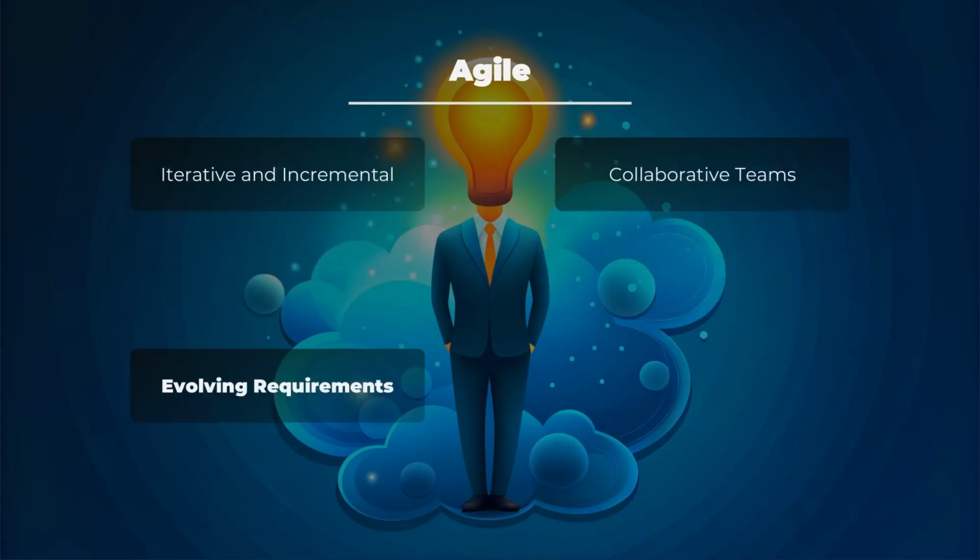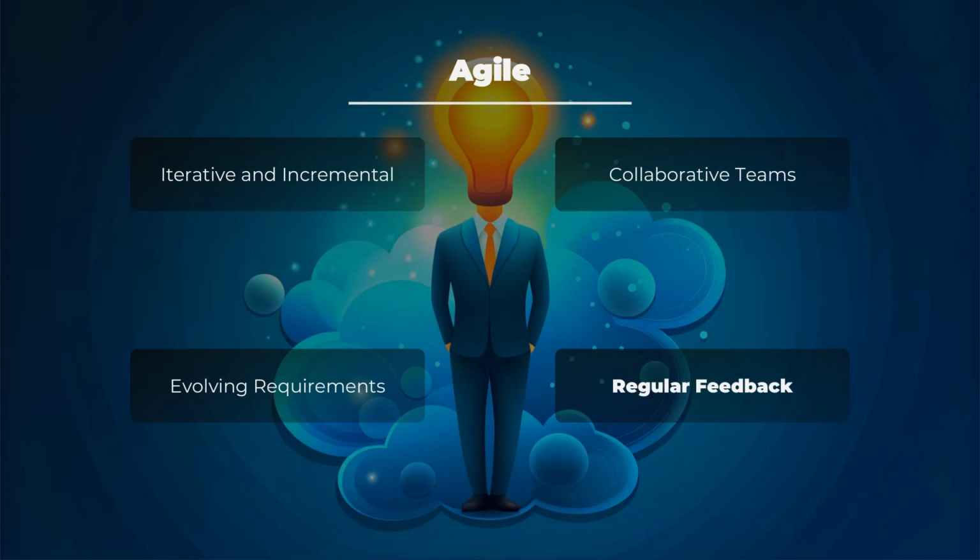Evolving requirements. Agile recognizes the dynamic nature of project requirements and embraces change. Unlike traditional methodologies, Agile allows requirements to change throughout the project life cycle. This flexibility allows teams to respond to new priorities, feedback, and market changes, ensuring that the delivered product always meets customer needs.